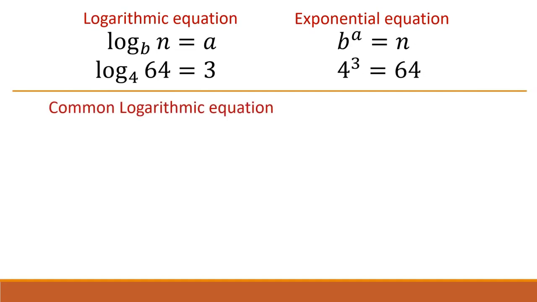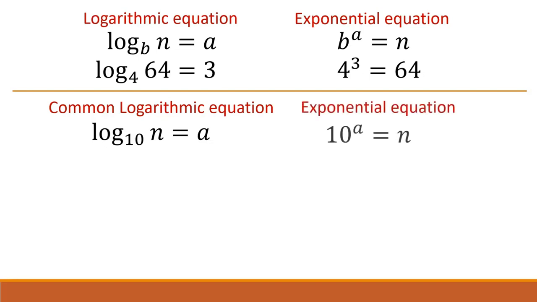A common logarithmic equation has a specific base of 10. So if the log base 10 of n equals a, then 10 to the a power equals n. If we write log n equals a, the implied base is 10.